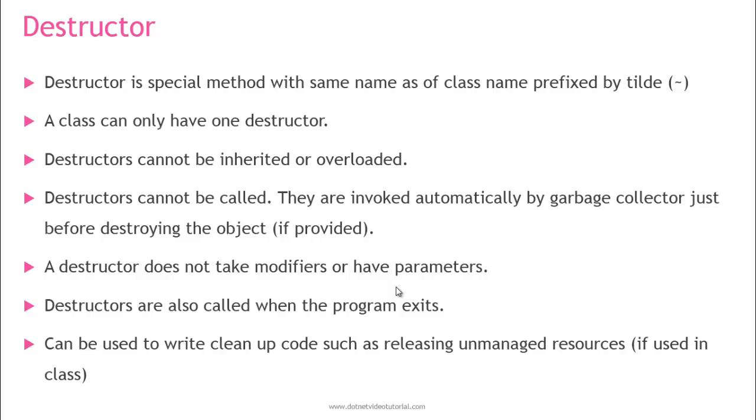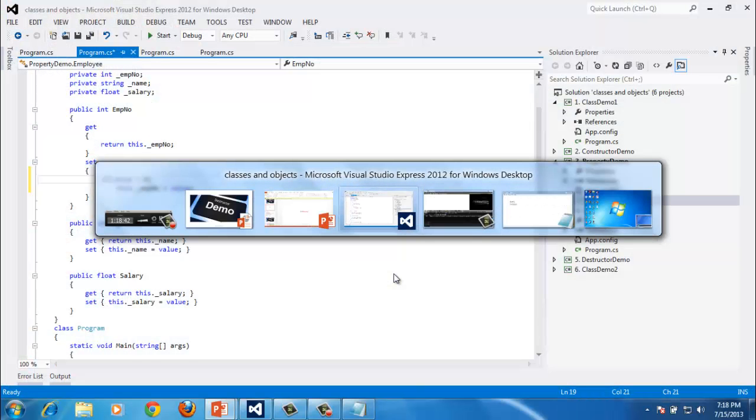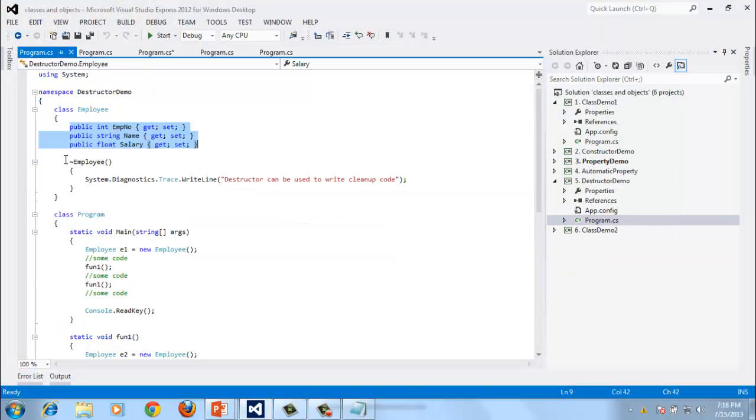Destructors are also called when the program exits. They can be used to write cleanup code, such as releasing unmanaged resources, if used in a class. So again, let us try to discuss all these points using one small example. Here we have a class with 3 members and we are writing one destructor.